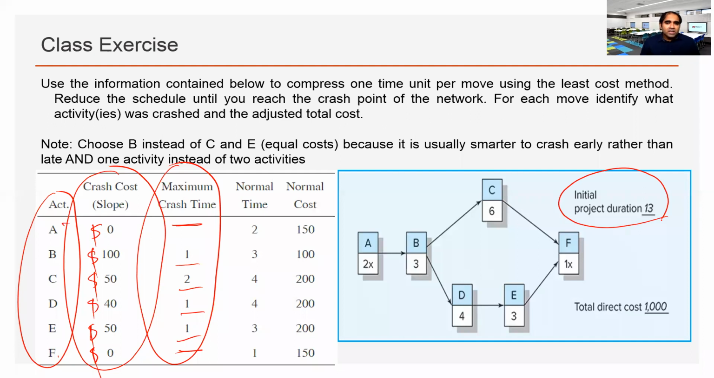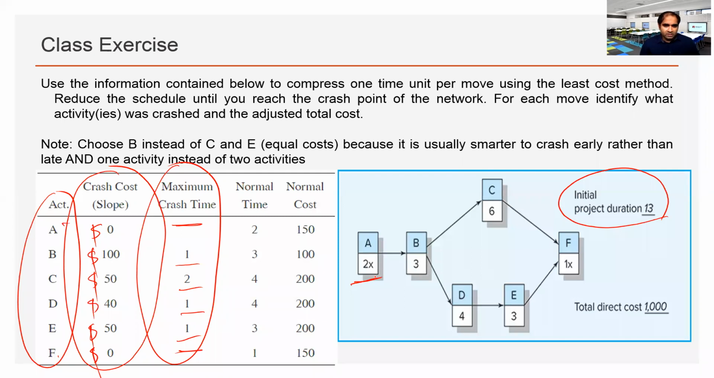Now you tell me, can we crash A? Yes or no? No. So that's clear. So we cannot crash A. There is no crash limit for A. It's already 2x. That's fine. We cannot crash A. Now the next option we have is B, C, D, E. We have a number of options here. So which one helps us in reducing the project duration or cost?